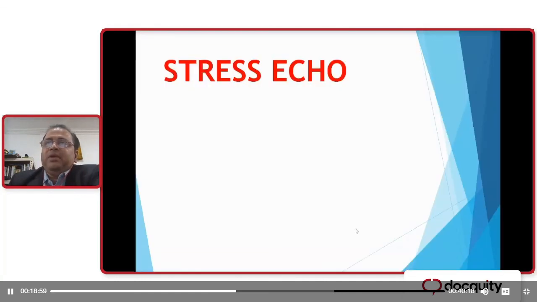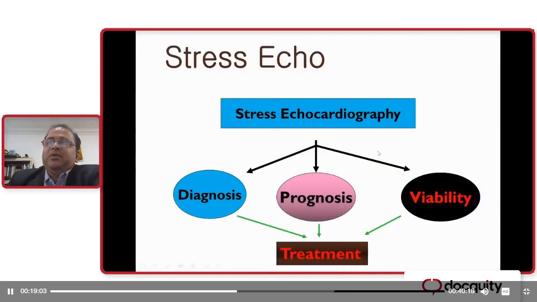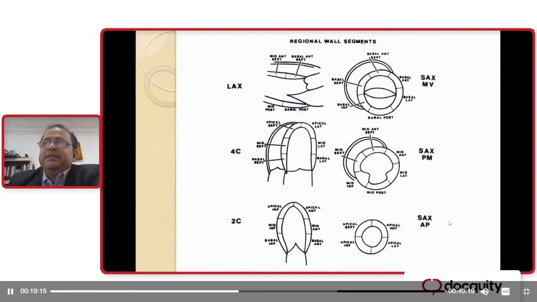So now coming to stress echo, we covered your stress ECG, but stress echo, the thing is, you can look at diagnosis, prognosis, and also viability. So these are those patients with already coronary vascular disease, poor EF, what they do. So there are a lot more things you can look at. You look at 17 segments in your regional wall motion.